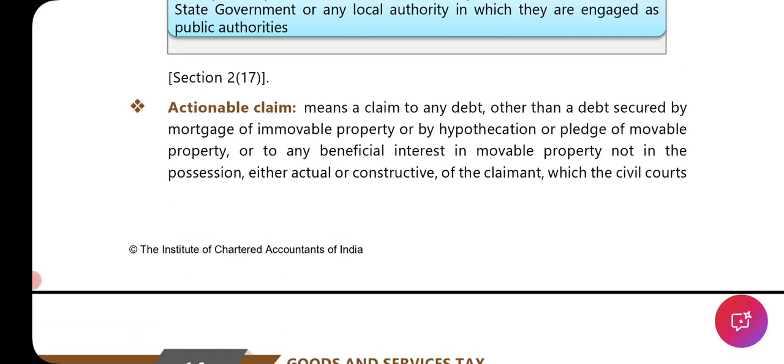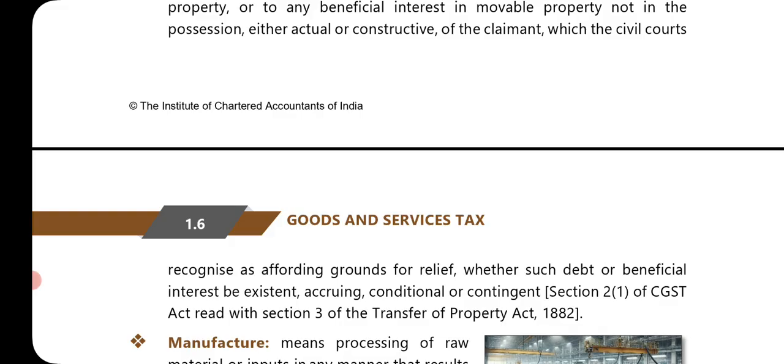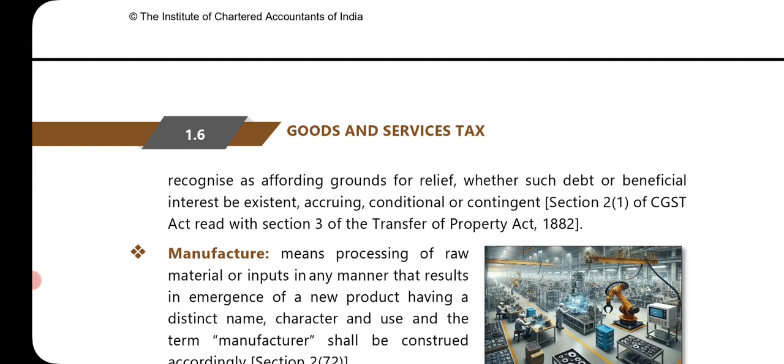Okay, means any debt. Actionable claims is like debenture, share certificate, etc. Actionable claims other than debt secured by mortgage of immovable property, or by hypothecation or pledge of movable property, or to any beneficial interest in movable property not in the possession either actual or constructive of the claimant, which the civil court recognizes as affording ground for relief, whether such debt or beneficial interest is existent, accruing, conditional, or contingent.